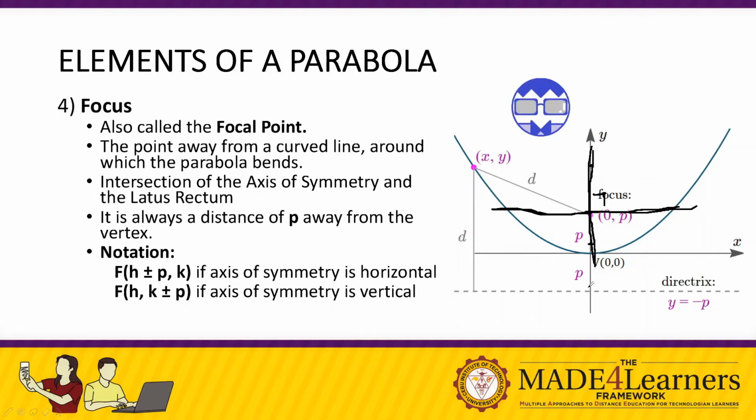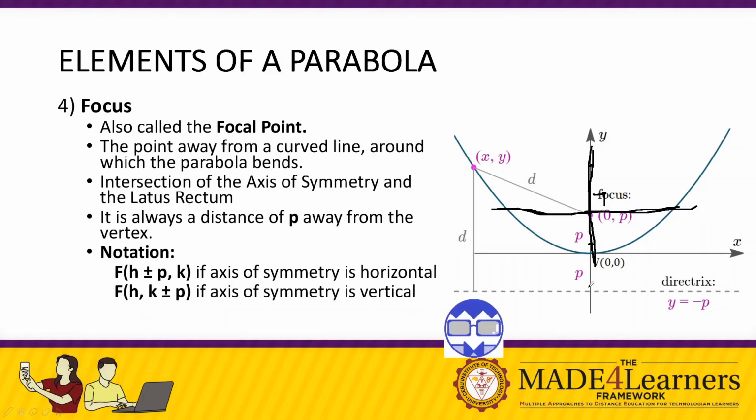Try to imagine, if the axis of symmetry is horizontal, in what direction does the parabola open? You're correct. If the axis of symmetry is horizontal, it's opening either to the left or to the right. If the axis of symmetry is vertical, it's opening upwards or downwards. In this scenario, our axis of symmetry is vertical, hence the opening is upward. So we have this for the focus. Just try to remember this.